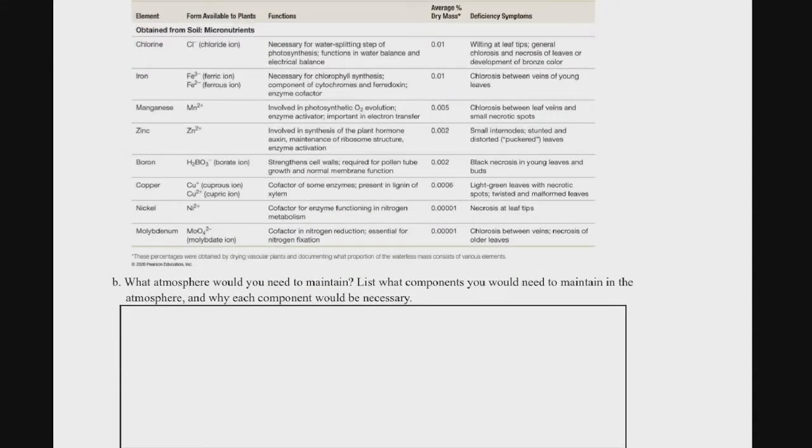Cool. B: What atmosphere would you need to maintain? List what components you would need to maintain the atmosphere and why each component would be necessary. So the atmosphere should be similar to the atmosphere on Earth for these plants to grow. So this would obviously be a requirement for human and successful plant life. Plants require carbon dioxide for photosynthesis and oxygen for cellular respiration.